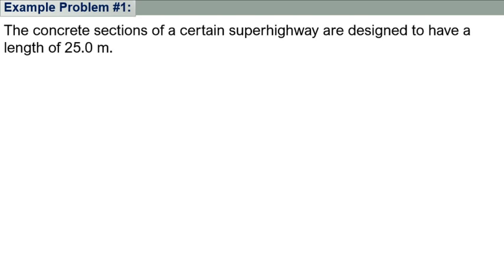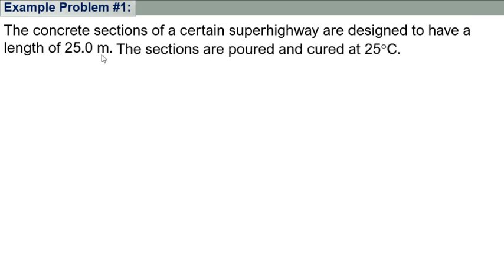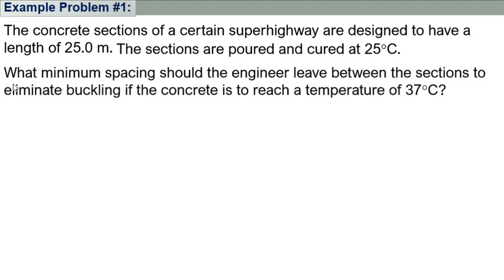Example problem number 1. The concrete sections of a certain superhighway are designed to have a length of 25.0 meters. The sections are poured and cured at 25 degrees Celsius. What minimum spacing should the engineer leave between the sections to eliminate buckling if the concrete is to reach a temperature of 37 degrees Celsius?